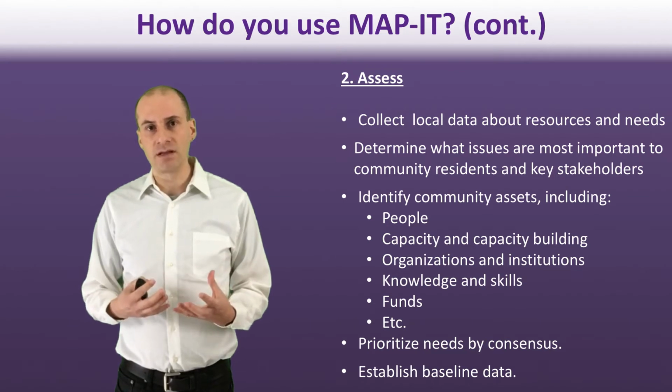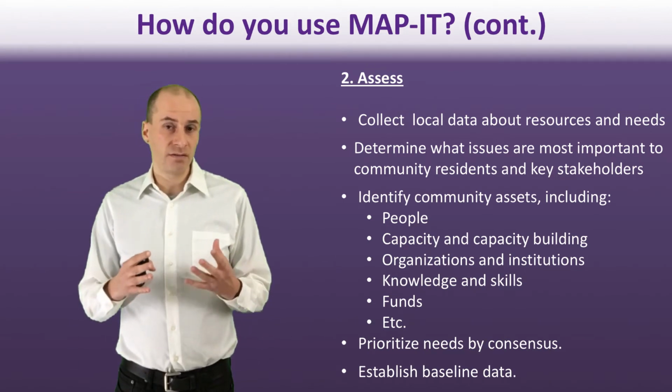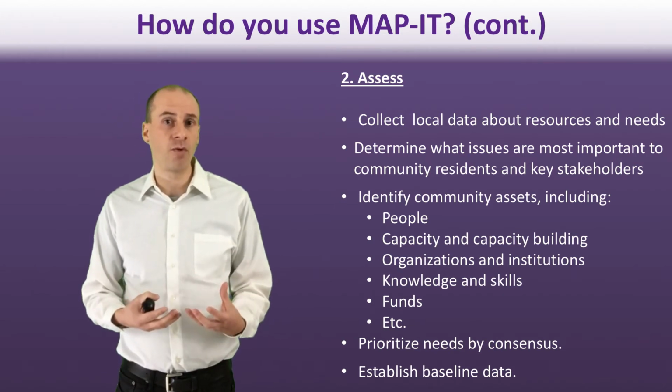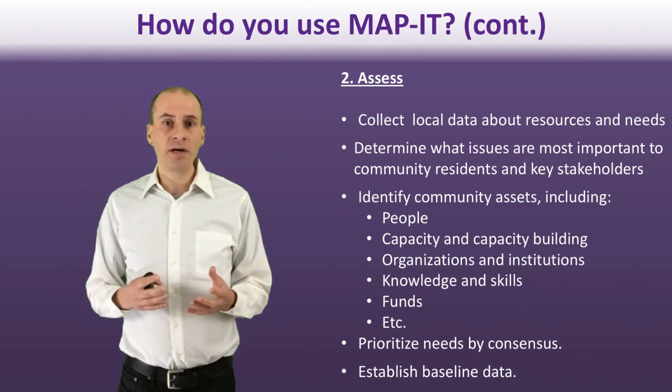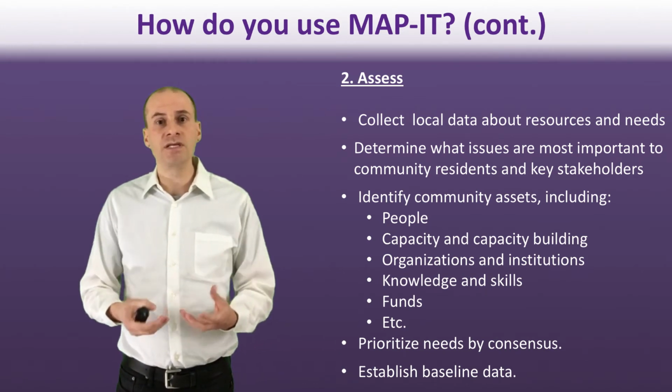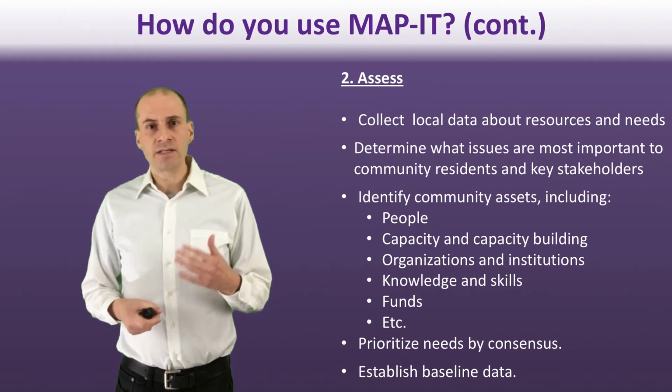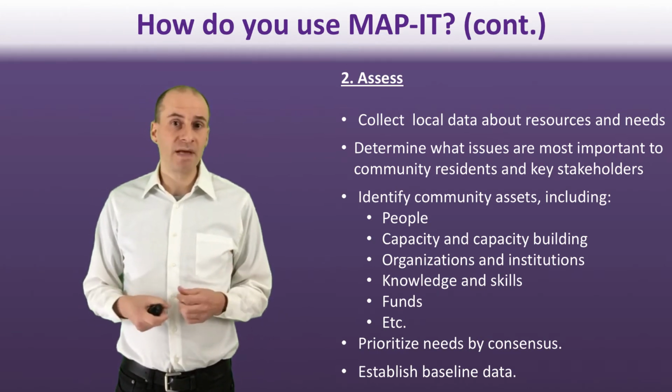Once you've talked about this a bit, you want to then start making some priorities about what you want to achieve moving forward, right? So what are the health-related problems that you see as being most important? And as you're doing this, once you have this idea, you want to establish some baseline data.